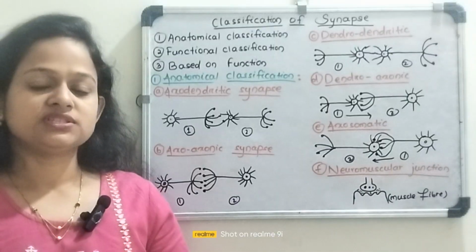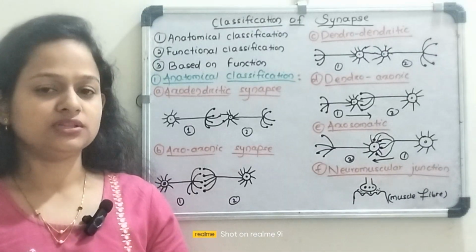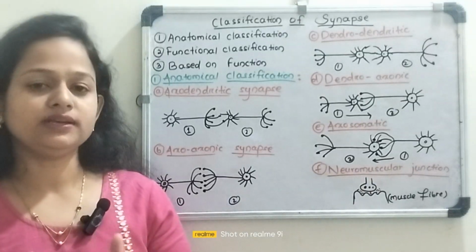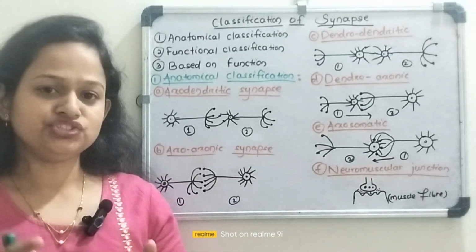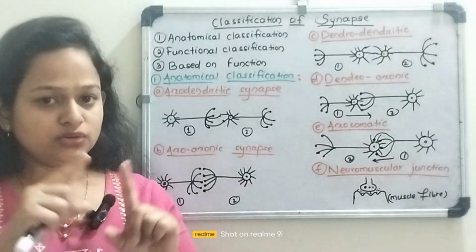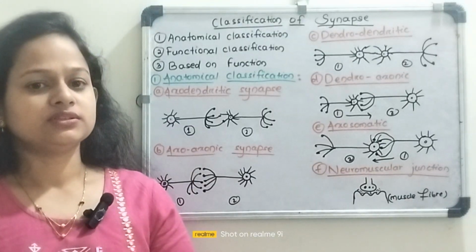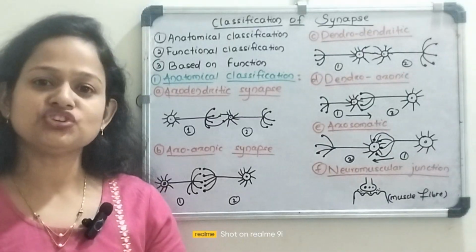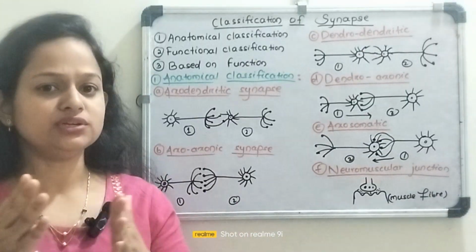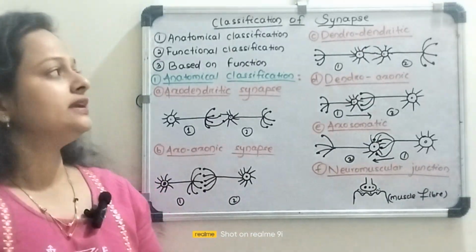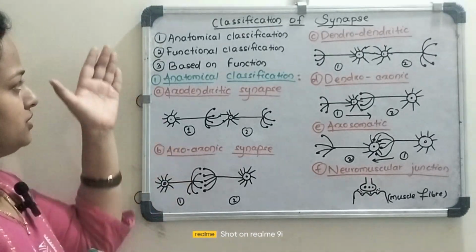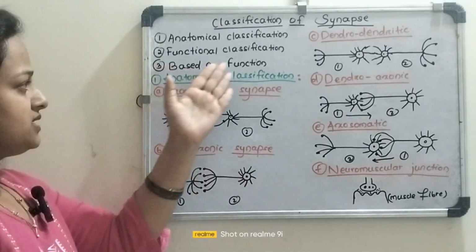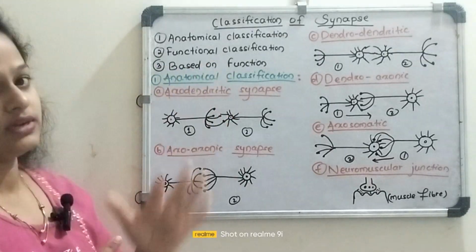As we know, synapse is the junction between the presynaptic node of one neuron and the postsynaptic node of the second neuron, and the junction between them and the whole structure forms the synapse. This synapse helps in the transmission of impulse from one neuron to the next neuron. Its classification depends upon three factors: anatomical classification, functional classification and classification based on function.